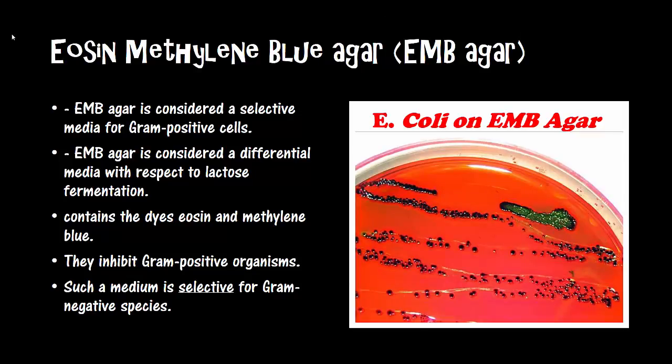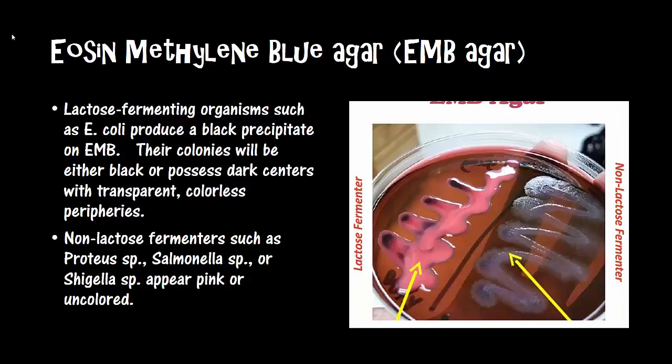EMB agar is considered a selective media for gram-negative cells. It is considered a differential media with respect to lactose fermentation. It contains eosin and methylene blue. EMB agar plates inhibit gram-positive organisms from growing, so this media is selective for gram-negative species. Lactose fermenting organisms such as E. coli produce a black precipitate on EMB agar. These colonies will be either black or possess dark centers with transparent, colorless peripheries. Non-lactose fermenters such as Proteus, Salmonella, or Shigella appear pink or uncolored.